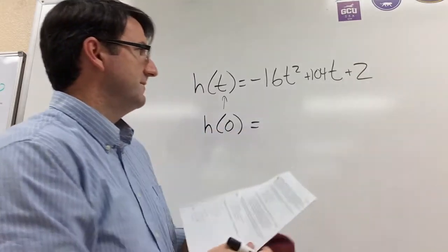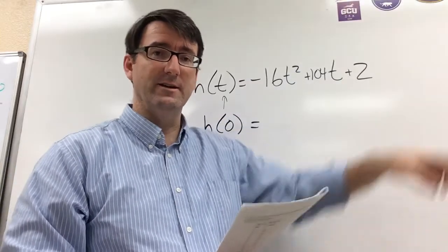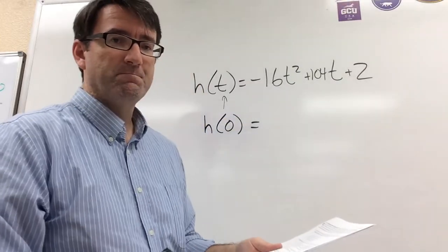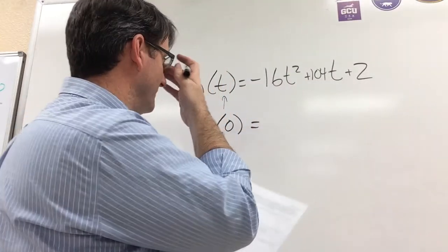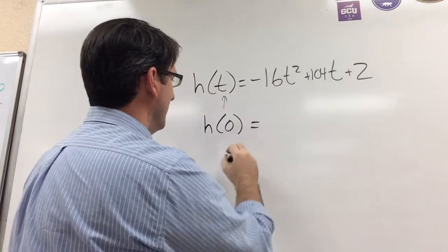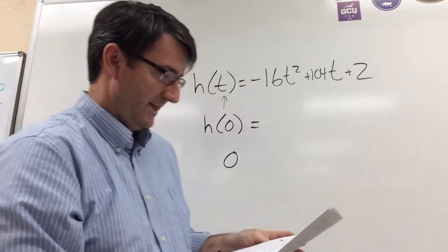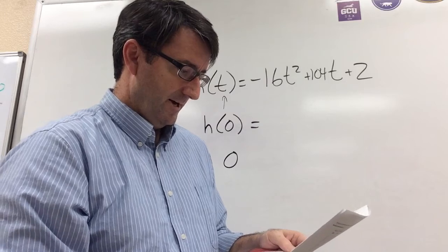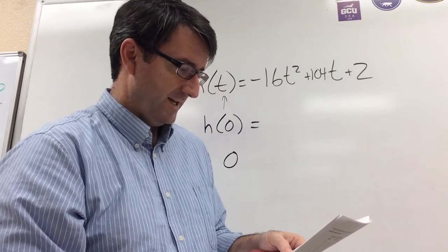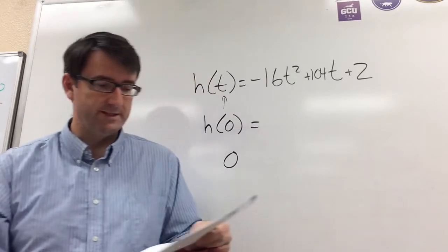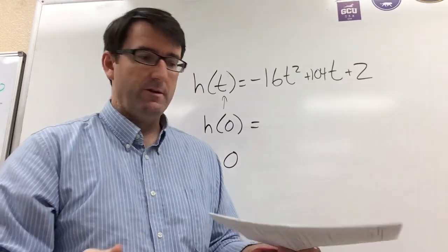To find how long it's going to take to get back down to the ground, we have to plug in 0 for H, and that is C. Set H of t equal to 0, and then solve for t.